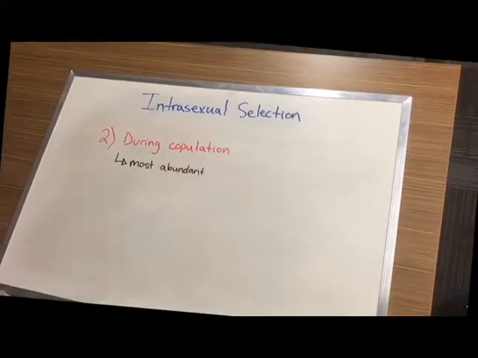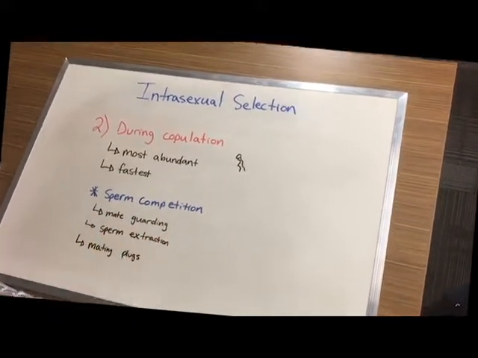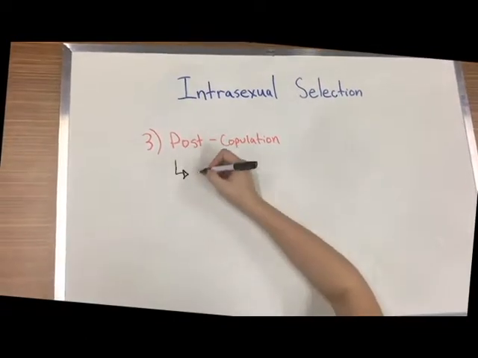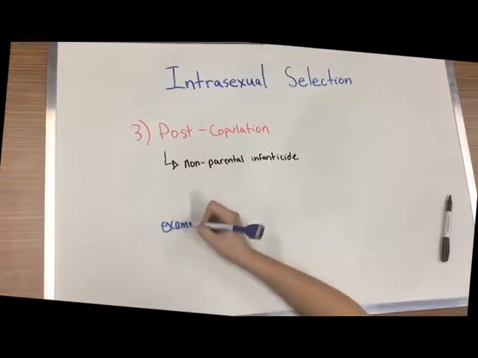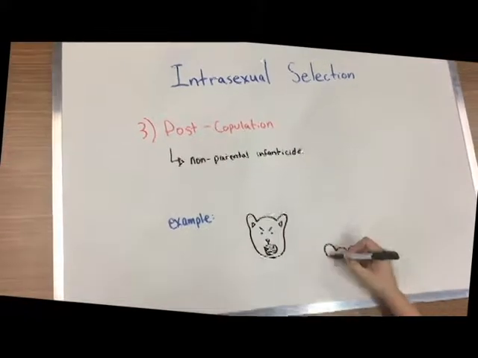Males can also compete for the fertilization of a female's gametes during copulation via sperm. Often the male that produces the most abundant and fastest sperm has the highest chance of fertilization. Sperm competition can also be characterized by male guarding, sperm extraction, and mating plugs. A common form of post-copulation competition includes non-parental infanticide, where a competing male will kill the offspring of another male for the ability to mate with the mother.